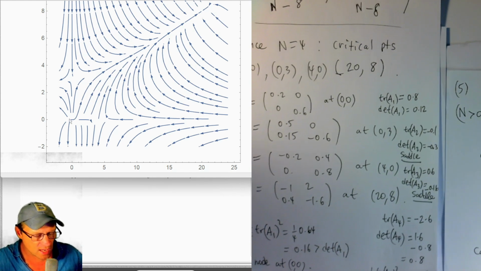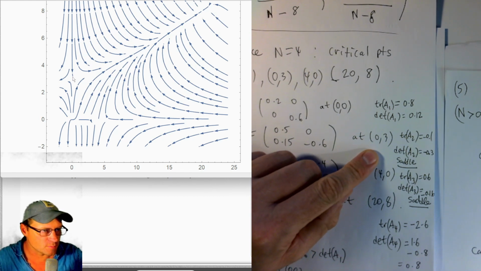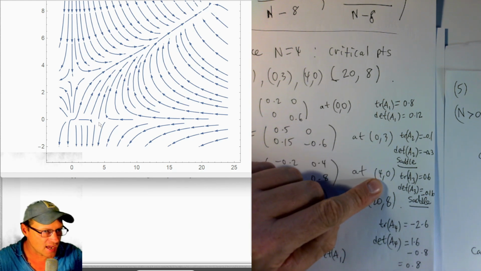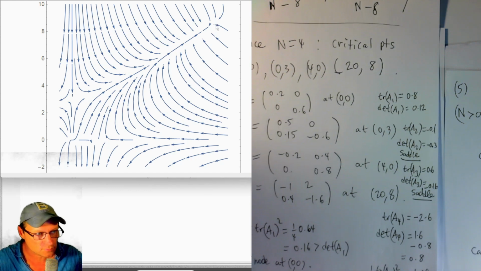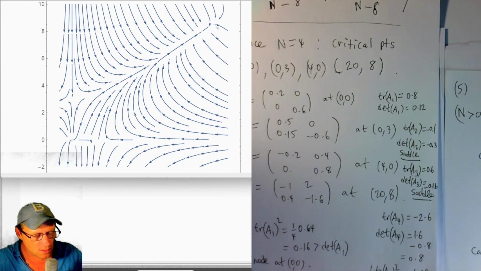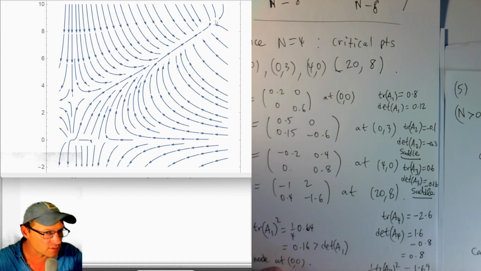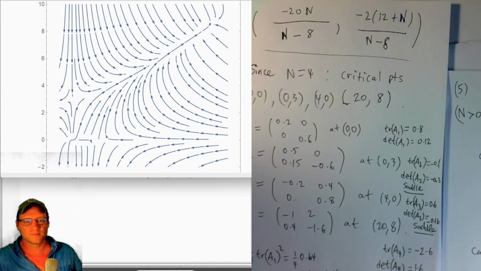Okay, then we have 0, 3, so that'd be up here, a saddle. Yes, that's what that looks like. And then 4, 0, that's a saddle. And then way over here at 20, 8, we classified that to be a stable node. And that is what that looks like there. So they're coming towards that point 20, 8. Okay, that does it. Thanks.